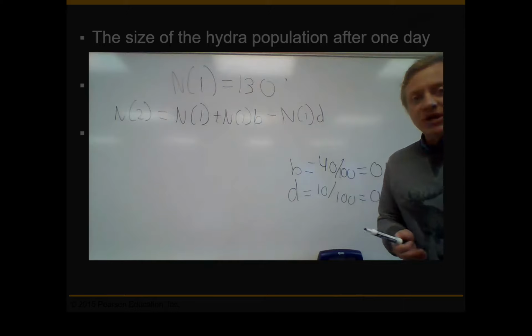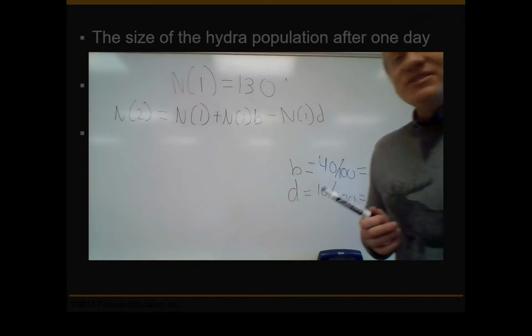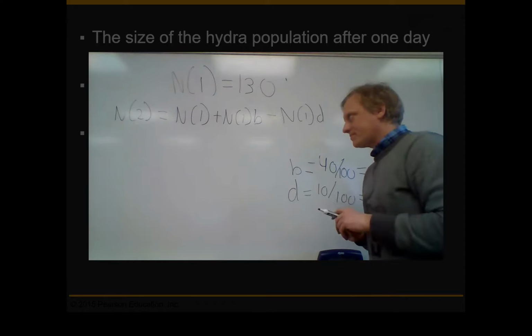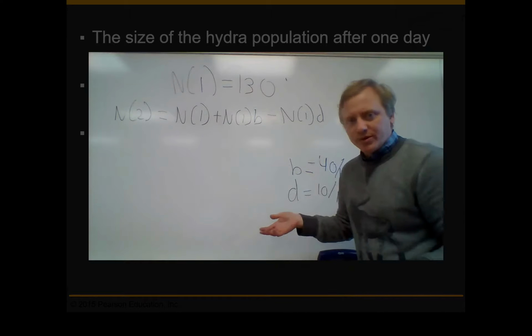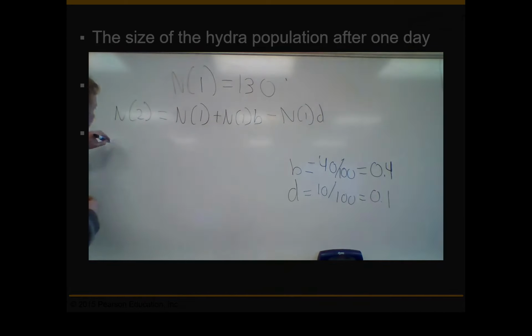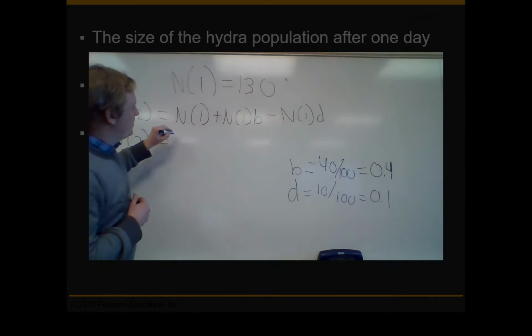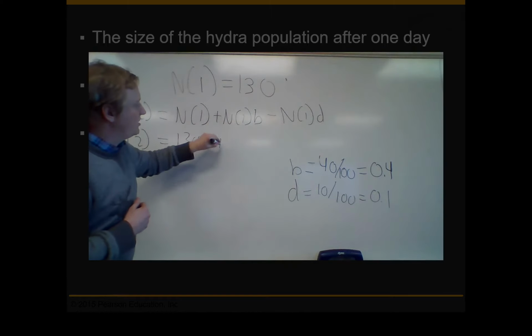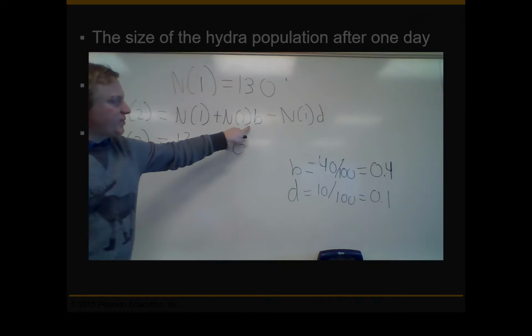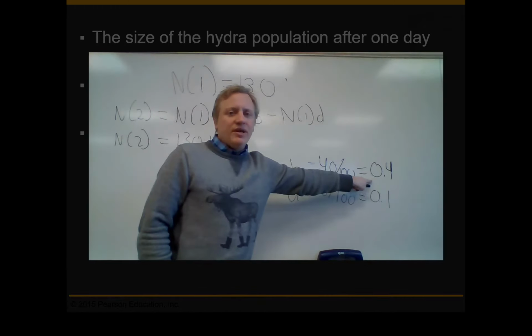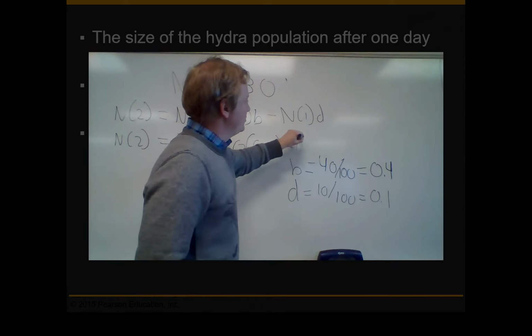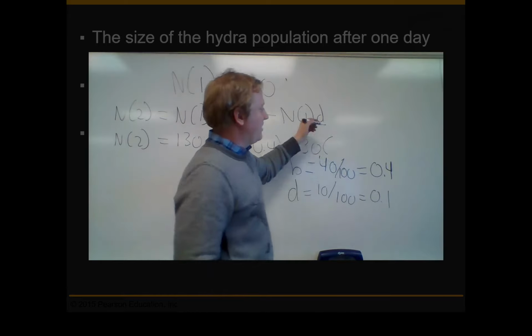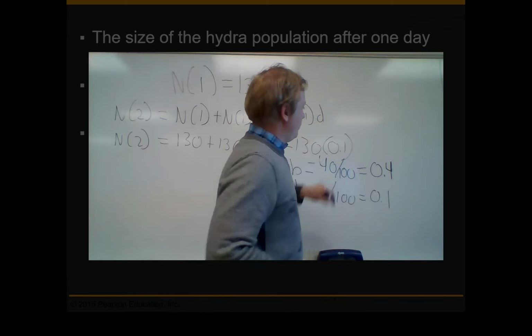So this might look like some complicated-ish math, but I promise you it's not actually too bad. So let's see if we can plug some numbers in and see if we can figure out how this is supposed to work. So how many hydra do we have at day 2? Well, that's going to be equal to N of 1, which is 130, plus 130 times our birth rate, which we calculated to be 0.4, minus 130 times our death rate, which we calculated to be 0.1.